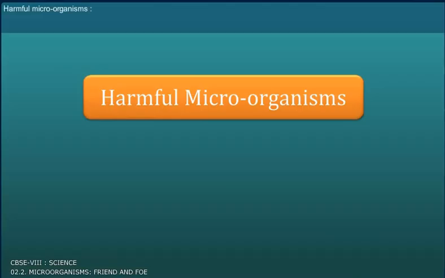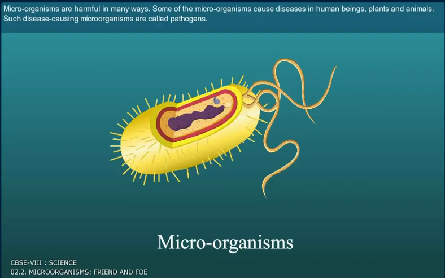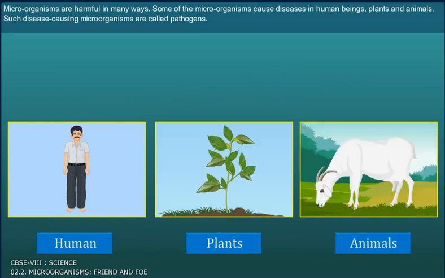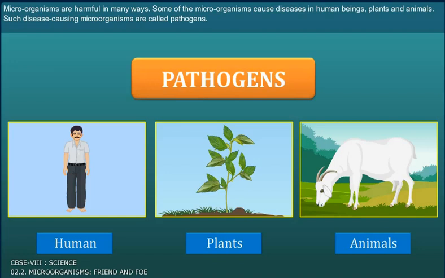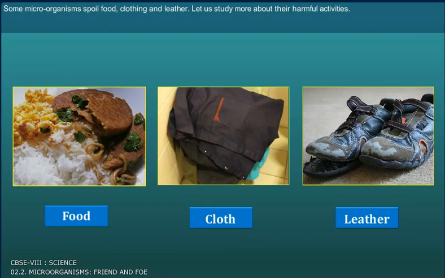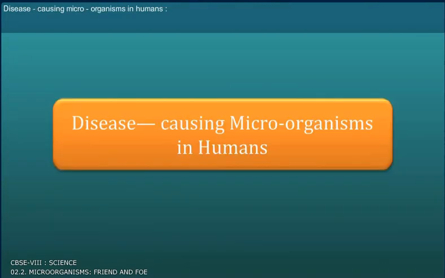Harmful microorganisms. Microorganisms are harmful in many ways. Some of the microorganisms cause diseases in human beings, plants, and animals. Such disease-causing microorganisms are called pathogens. Some microorganisms spoil food, clothing, and leather. Let us study more about their harmful activities.